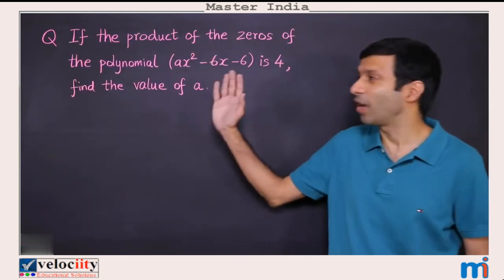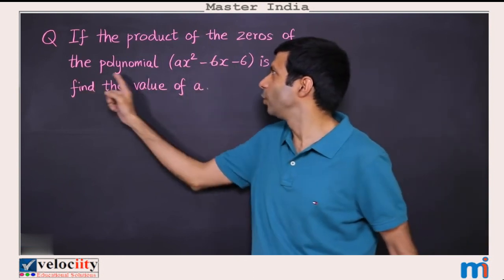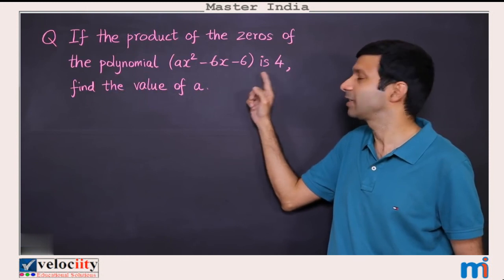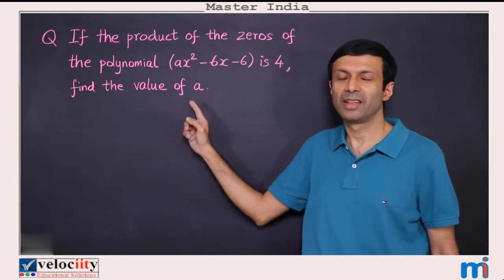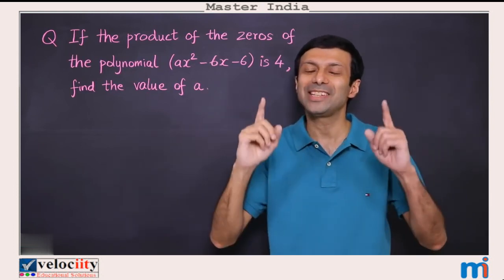And here's our final question. If the product of the zeros of the polynomial ax square minus 6x minus 6 is 4, find the value of a. Now, I'm not going to be solving this question because I want you to try it yourself.